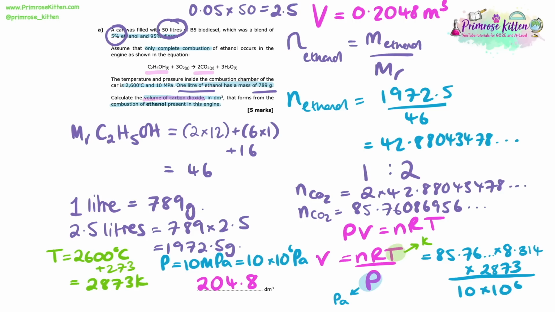In this question, however, easy to lose that last mark, we need to give it in decimeter cubed. So we need to recognise that we can change from meters cubed to decimeter cubed by multiplying through by a factor of 1,000. So that gives us 204.8 decimeter cubed. And that is the volume of carbon dioxide that forms from the combustion of ethanol present in this engine.